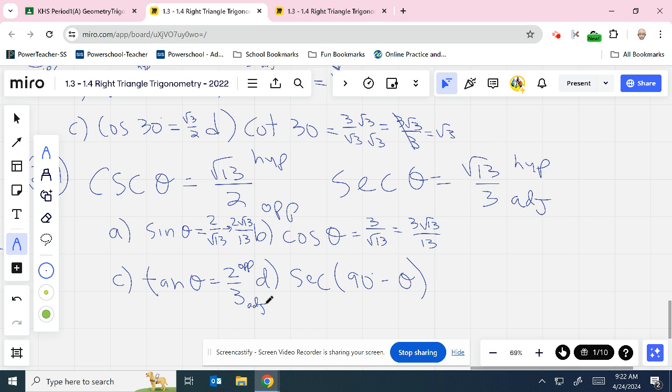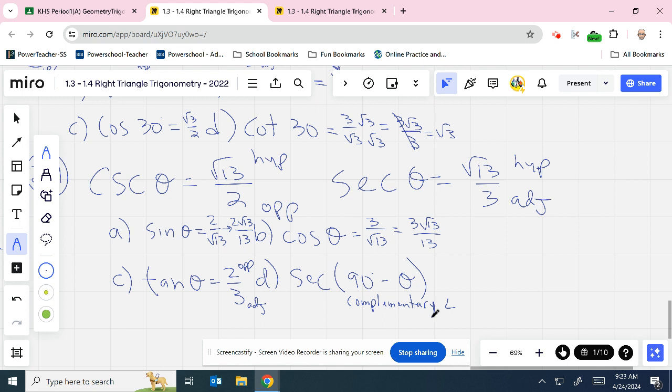Now secant of 90 minus theta means secant of the complementary angle. Because 90 minus anything is its complement. When you take 90 minus 30, you get 60, which is the complement of 30.